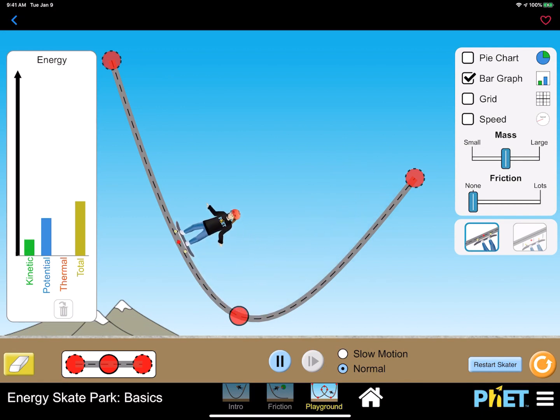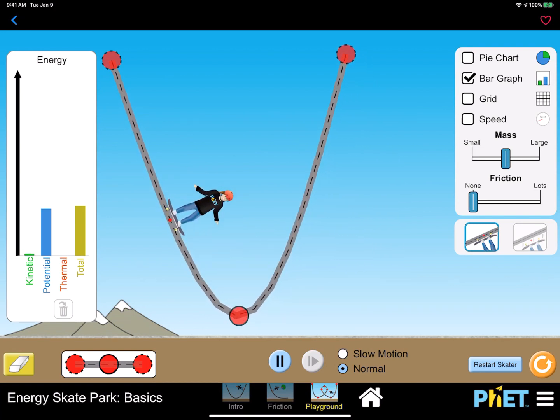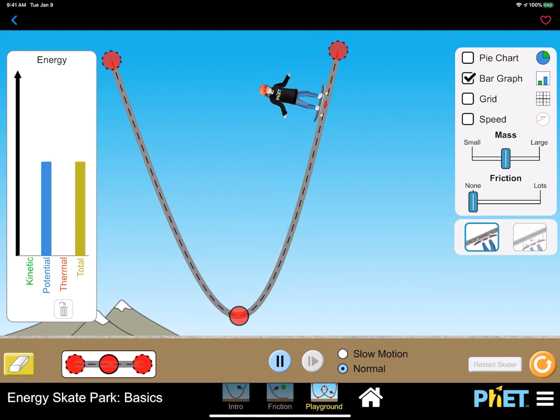You'll notice that when she's at the very top, right when she stops, the kinetic energy is 0 and the potential energy is at its maximum because it's at the highest possible value. And when she's at the bottom, that's when she's moving the fastest, so the kinetic energy is the highest and the potential energy is the lowest. This gives you an idea of how potential energy and kinetic energy are interchangeable.